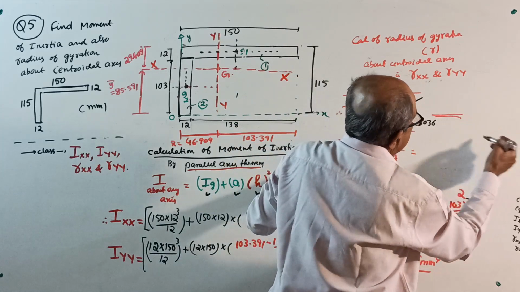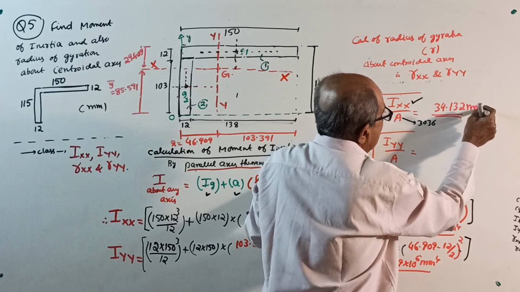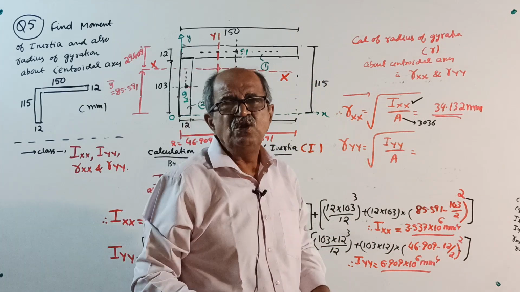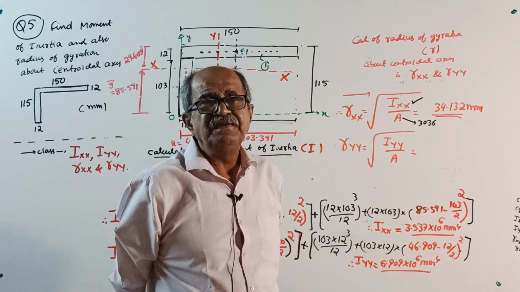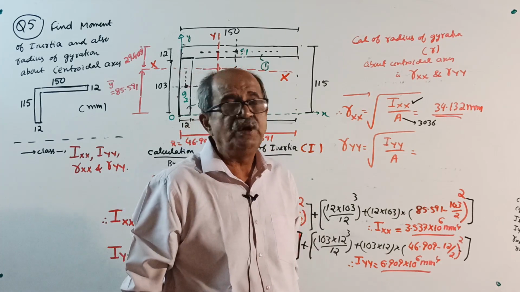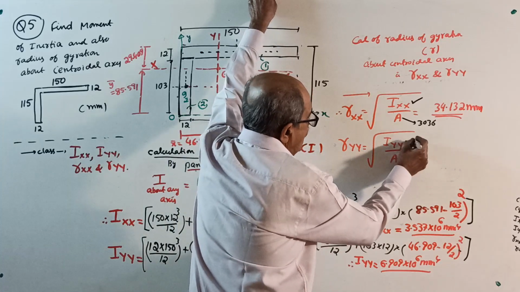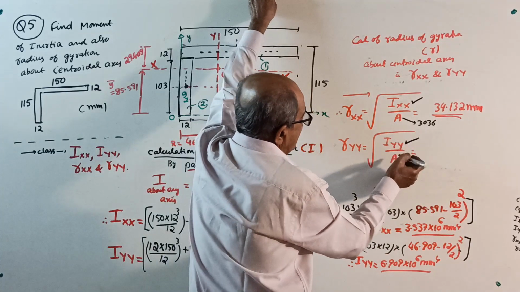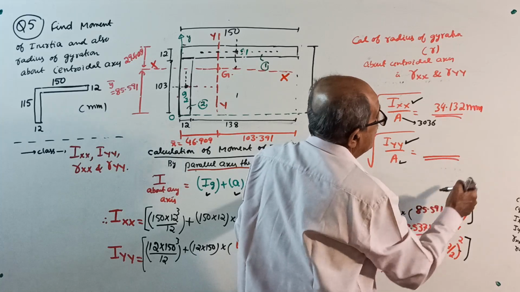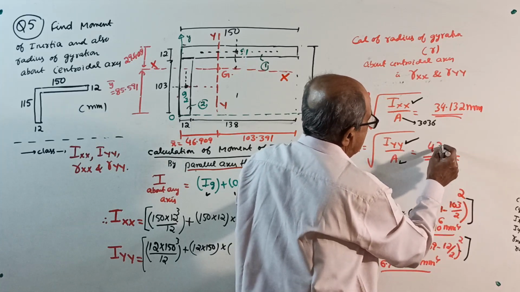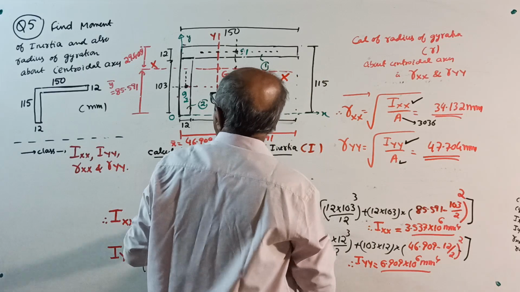Where is it, Rxx? 34.132 millimeter. See, when I solve so many questions and it repeatedly comes, making a fair copy and writing systematically is your duty, not my duty. My duty is to make things clear. Same way, Ryy. Iyy is here, see. Area is already there, you know the area. Substitute, show the calculation, Ryy will come 47.704 millimeter. Okay, this will complete the question.